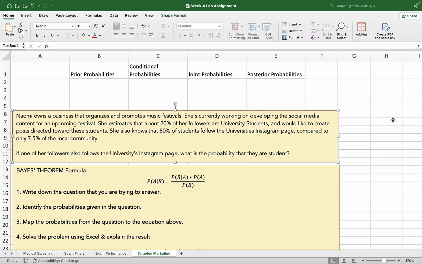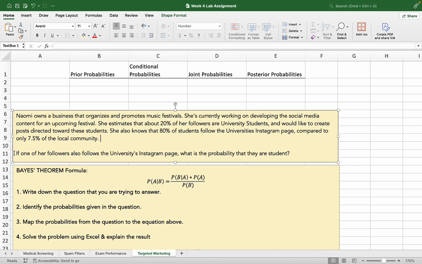So she calls up the university and they can't give her a list of their followers, but they do tell her that 80% of students at the university follow the university's Instagram page. And comparatively, only about 7.5% of the local community follows the university's Instagram page. And if this breakdown is the same for our followers, we're in business. This will help us answer the following question.